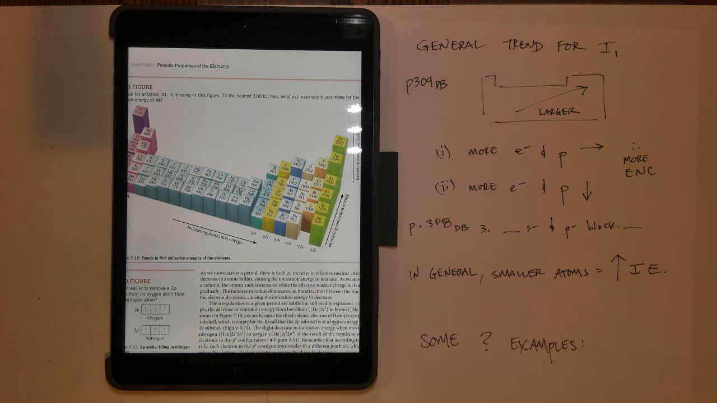We'll come back in the next video and look at some example problems and some questions that might eliminate a little more confusion on ionization energies.